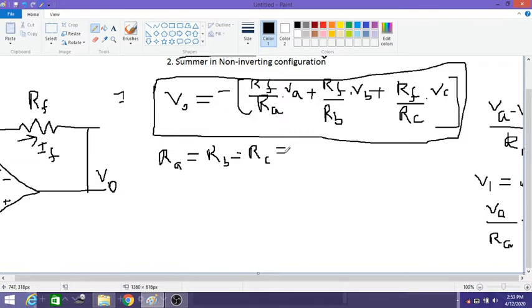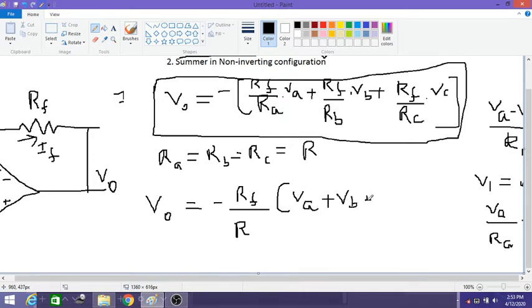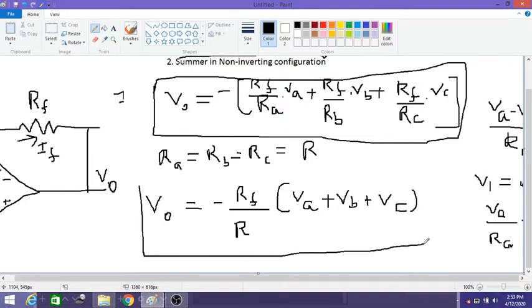If all these resistors are equal to, say, some resistance R, then this equation finally reduces to V0 is equal to minus, so then I can take this as common, then I can write this as V0 is equal to minus RF by R of the sum of the three voltages, that is VA plus VB plus VC. This second equation is applicable only when all the three resistors are equal.